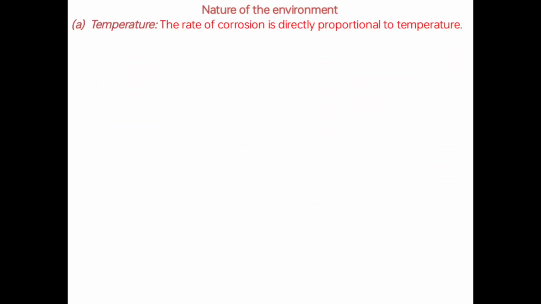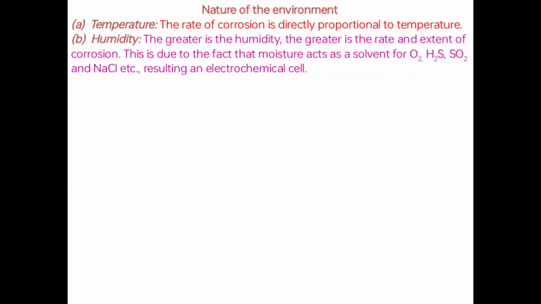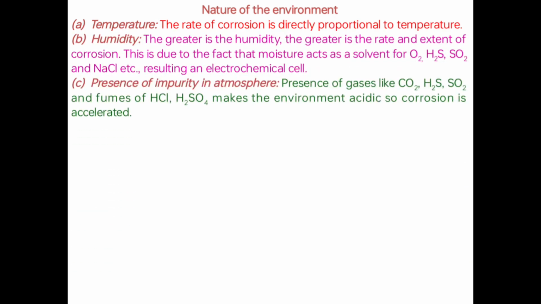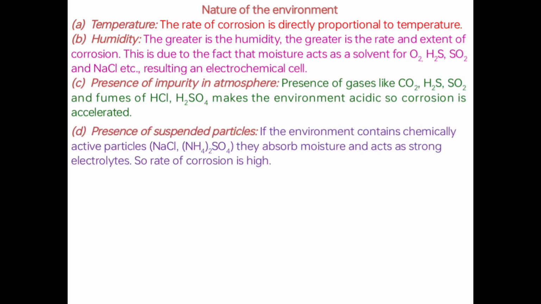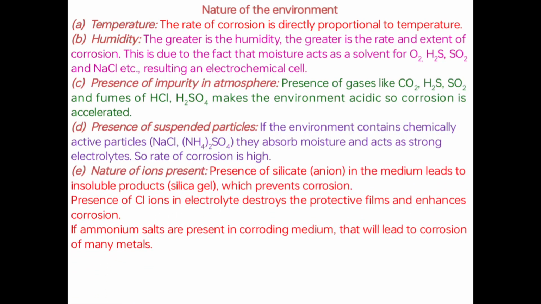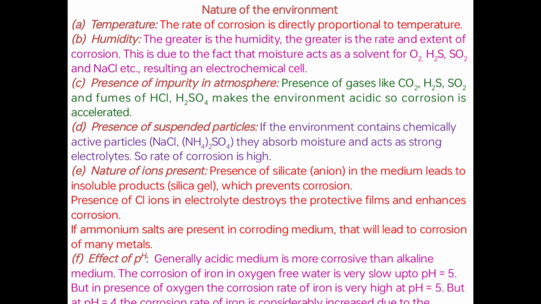Nature of the environment: temperature, humidity, presence of impurities in the atmosphere, presence of suspended particles, nature of the ions present, and effect of pH. First one, temperature. The rate of corrosion is directly proportional to temperature. Humidity: the greater the humidity, the greater the extent of corrosion.